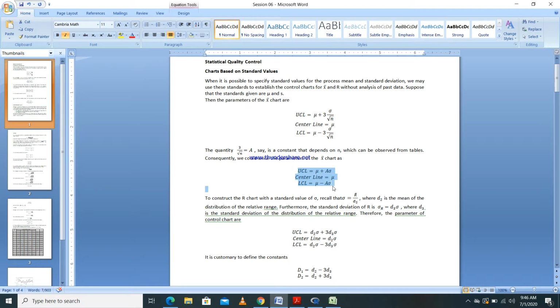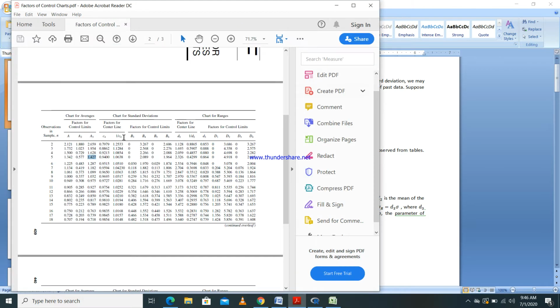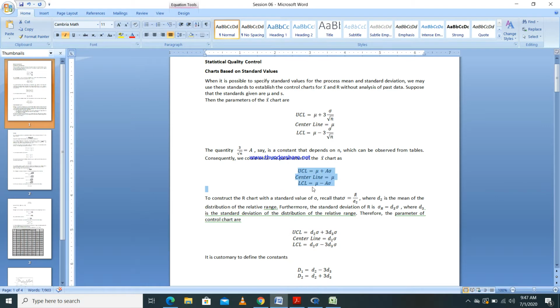This A value you can directly read from the factor table. If I show you the factor table, in the first column you have the sample size, and in the second column you have the A value. For example, if the sample size is equal to 5, the A value is equal to 1.342. You can directly substitute that into this equation, and if you know the population mean and standard deviation, you can construct your control chart using these values.